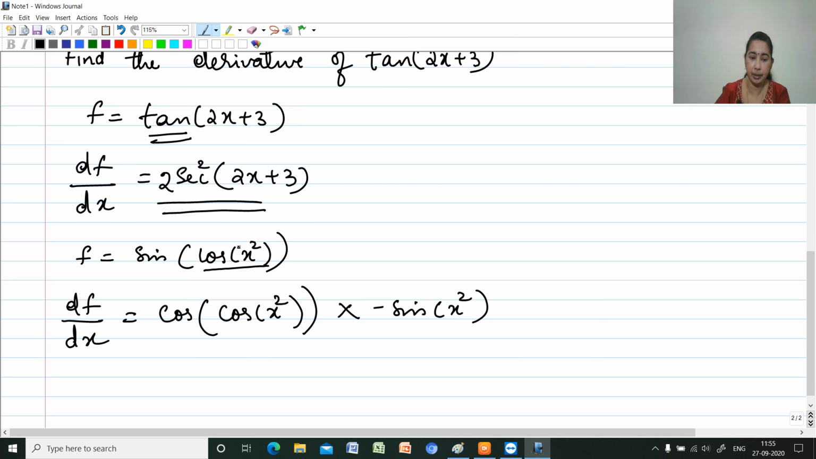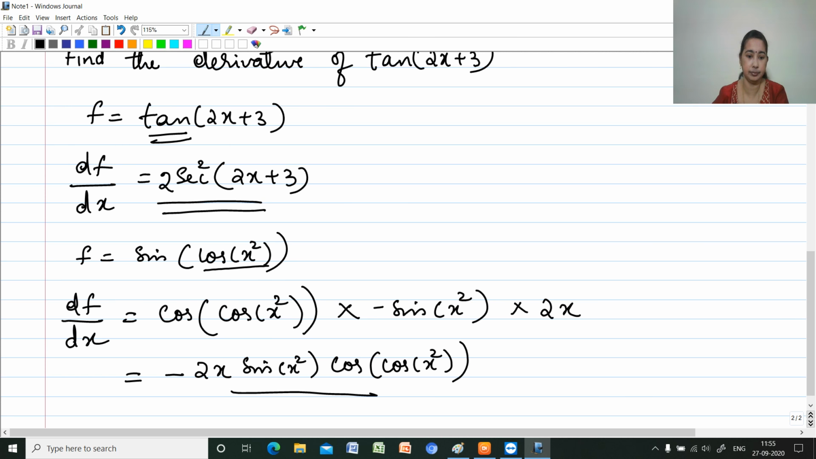And for the inside part, again we have to find the derivative. The derivative of x square is 2x. So finally the answer is minus 2x sine of x square into cos of x square cos. So you have to differentiate all the inside parts; inside the bracket also we have to find the derivative.